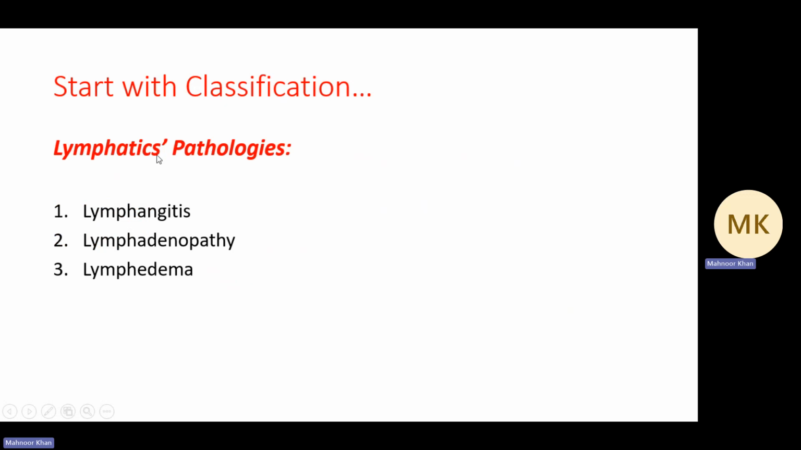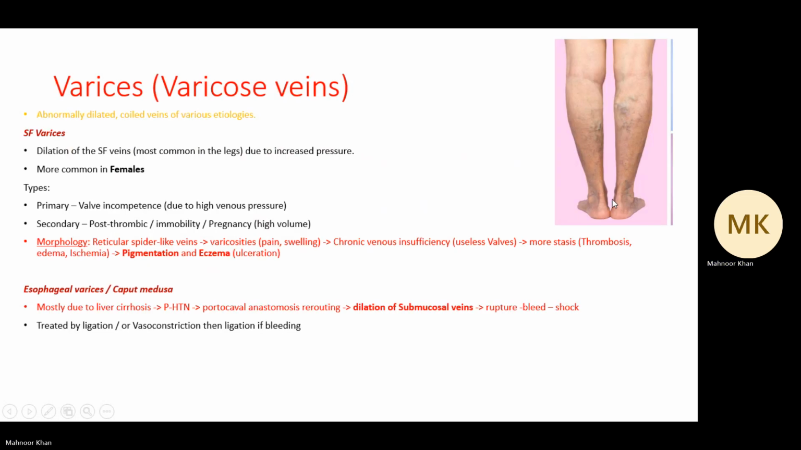So we start with the most common one, like in every question. And the classification for lymphatics pathologies is lymphangitis, lymphadenopathy, and lymphedema. We'll come back to it later. So we start with the varicose veins first. So, what exactly are varicose veins? They're abnormally dilated coiled veins of different etiologies.